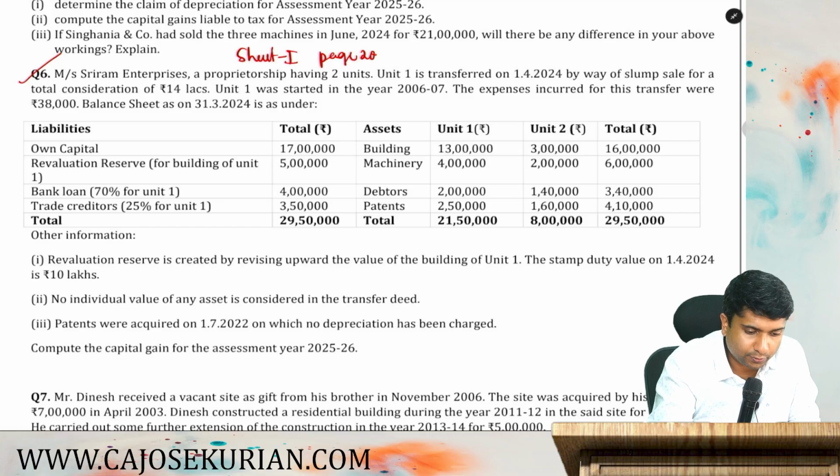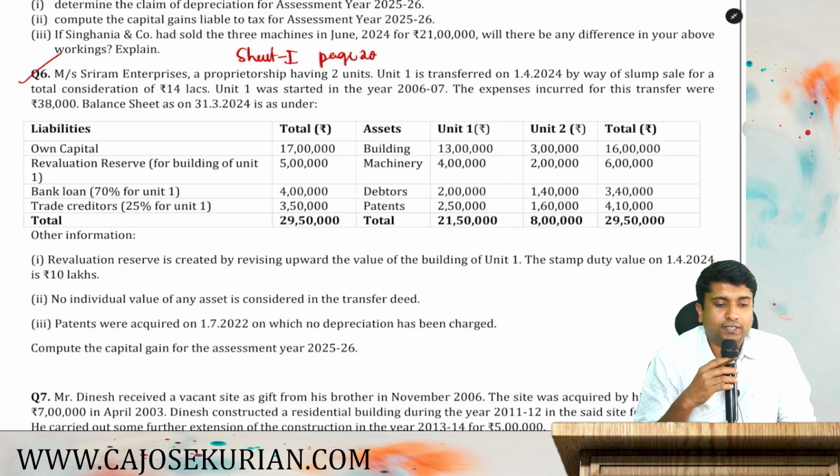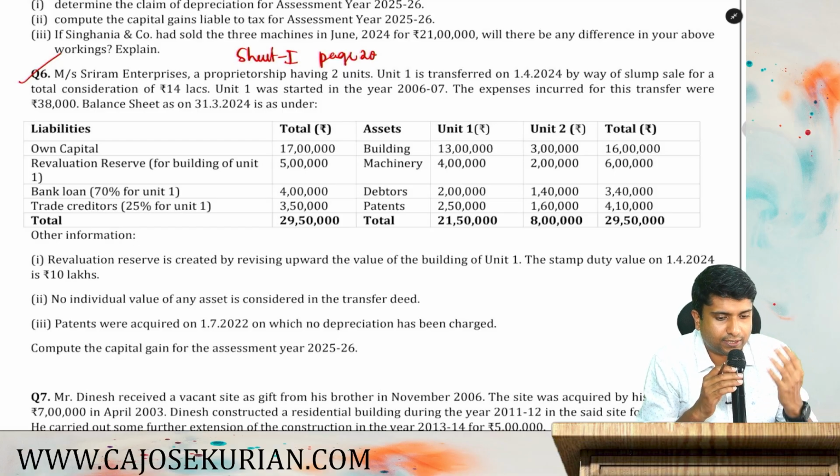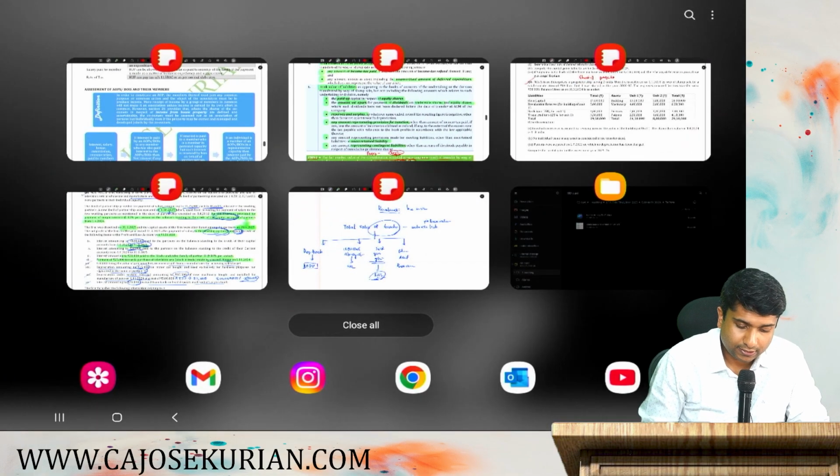That question is connected with the concept of slump sale. Mr. Sriram or Messrs. Sriram Enterprises, a proprietorship having 2 units, unit 1 transferred on 1st April 2024 by way of slump sale for a total consideration of 14 lakhs. Unit 1 was started in the year 2006-2007 and the expenses incurred for this transfer were 38,000. So for that transfer they have incurred an expenditure of around 38,000. The balance sheet as on 31st March 2024 is as under. So the balance sheet is also given here.